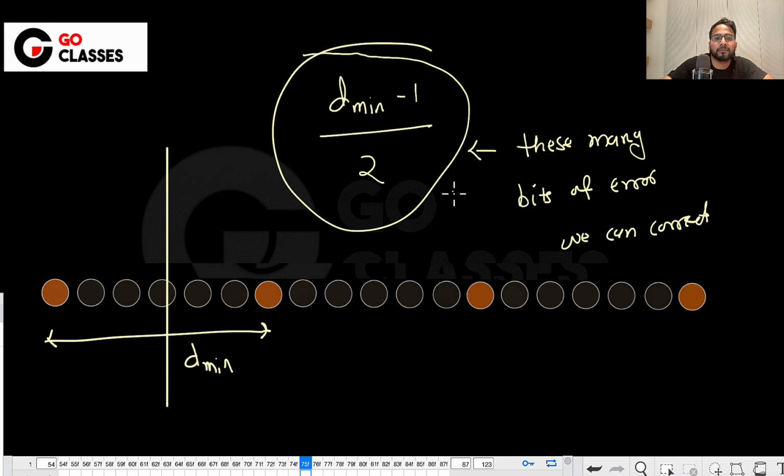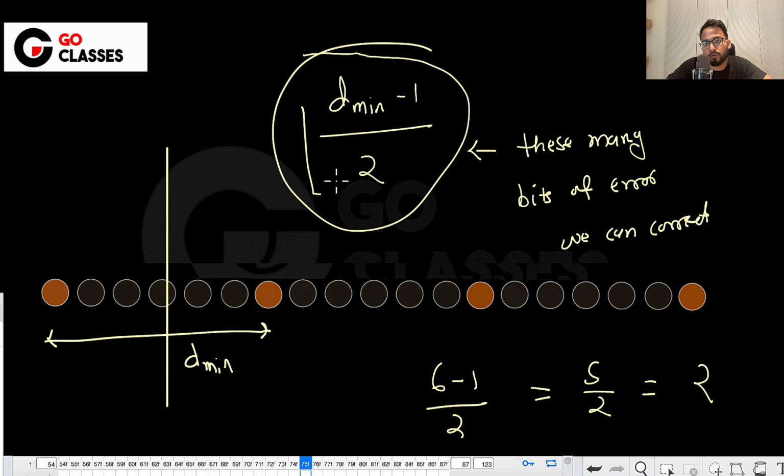So currently the minimum Hamming distance is 6, right? So 6 minus 1 divided by 2, which is 5 by 2, which is 2.5, which is 2. You obviously need to take the floor, because you cannot go for more. So basically you need to take the integer part. So 2 is the answer. So you can correct up to 2 bits of error.